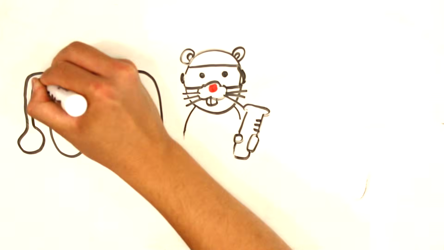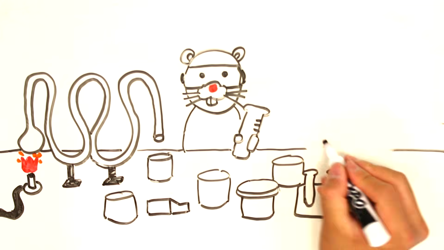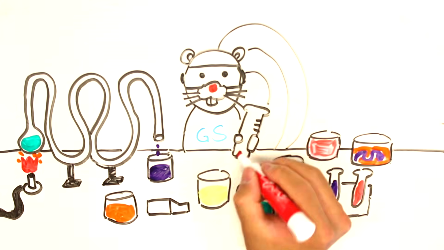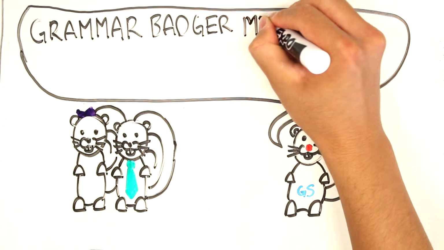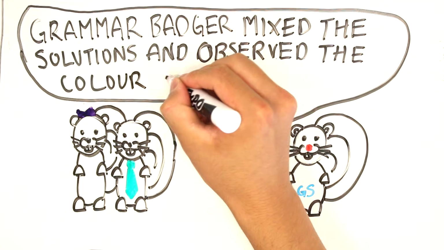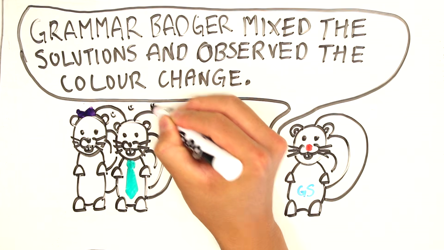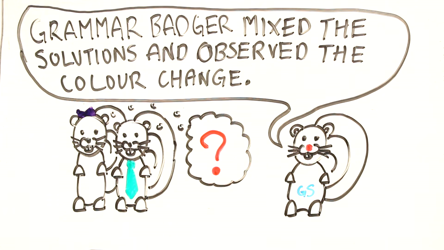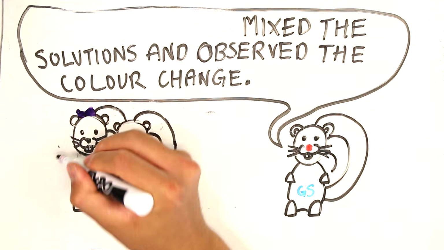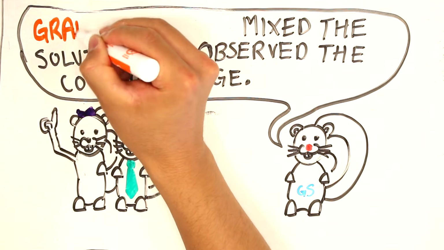To see whether her friends have understood, Grammar Squirrel decides to reread the notes from her recent distillation lab. So, here's the first one. Grammar Badger mixed the solutions and observed the colour change. Maybe they haven't got it just yet. What about you? Is this sentence written in the active or the passive voice? Remember, start by working out the subject of the sentence.